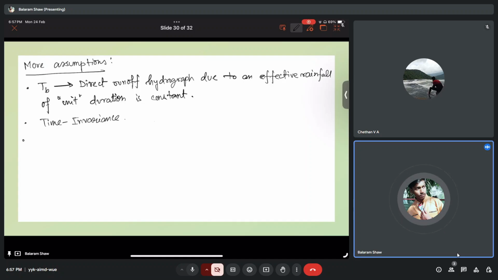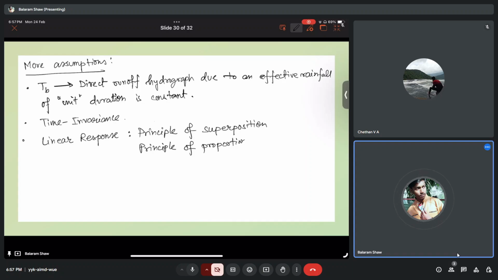Okay, and next we have the response. Any response we are getting from the drainage basin should be linear. So I'll write linear response. With linear response, I mean that the principle of superposition and also the principle of proportionality should be applicable.